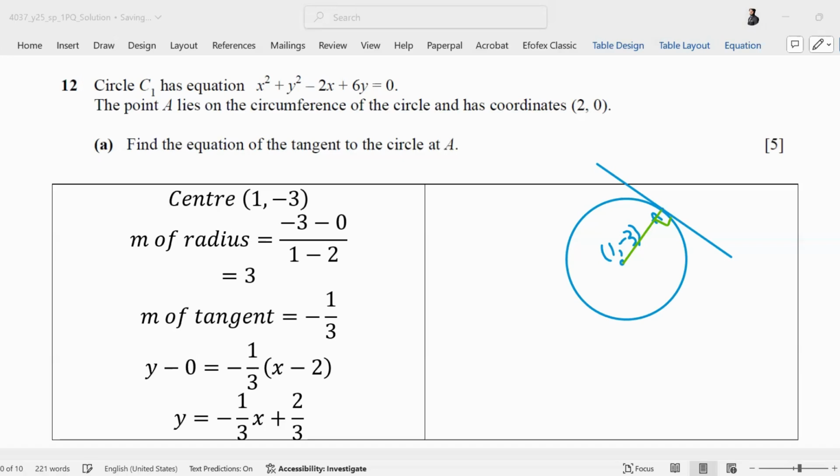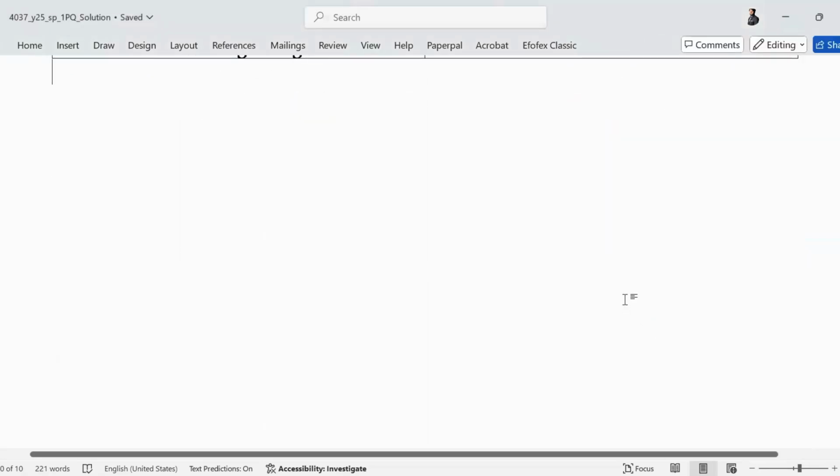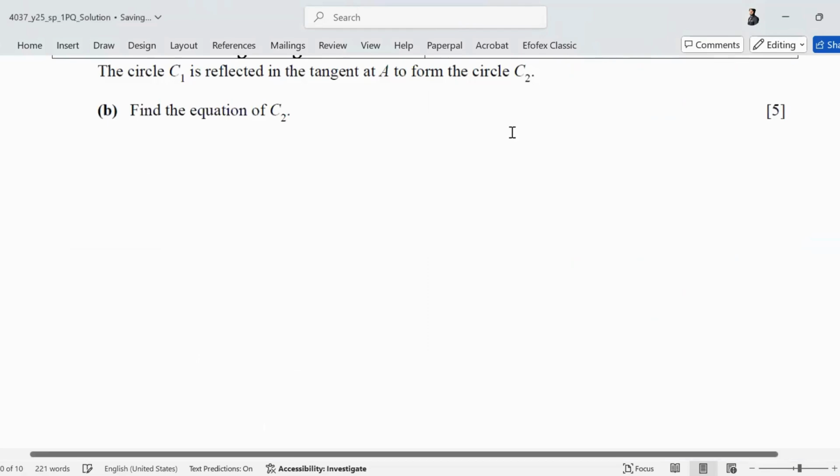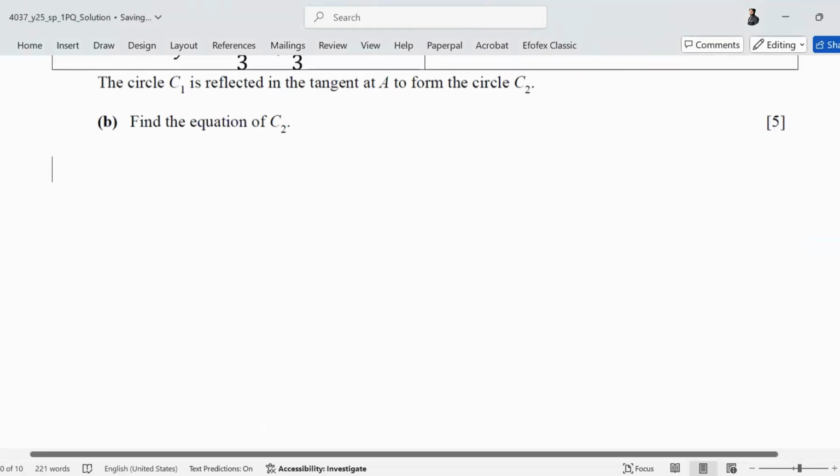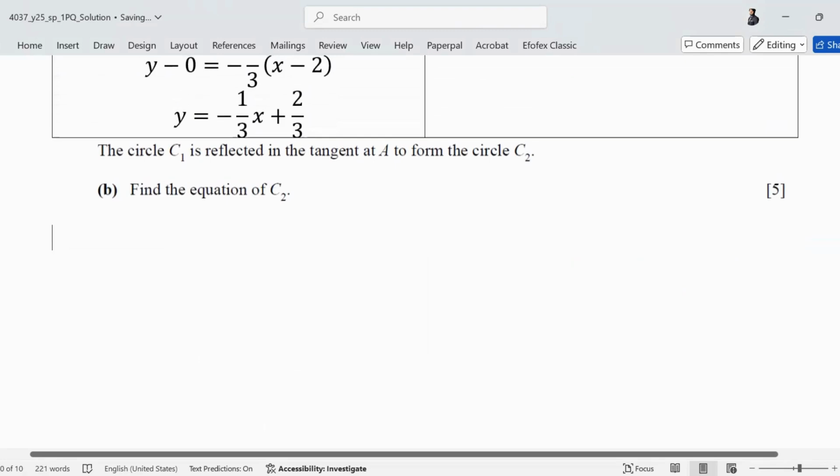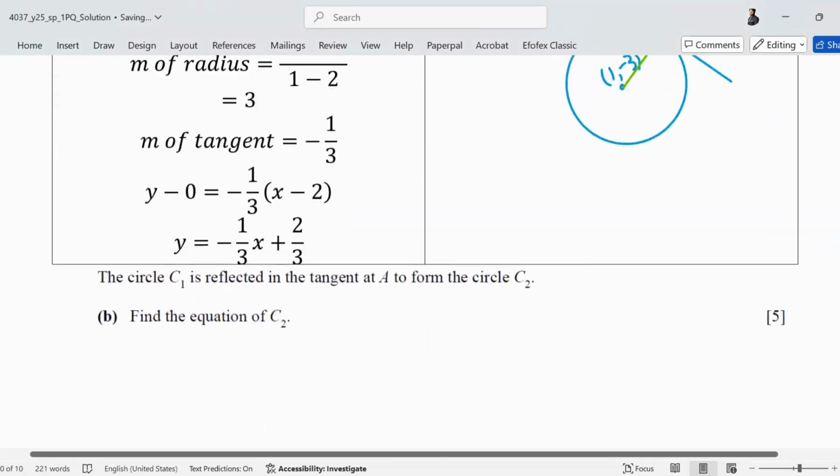Now moving on with the second part of this question. The circle C1 is reflected in the tangent at A to form circle C2. Find the equation of C2.